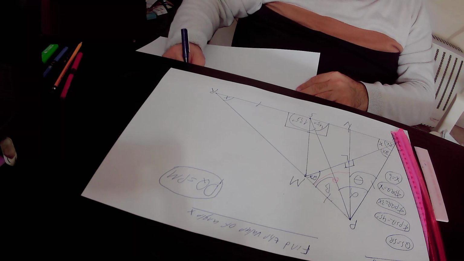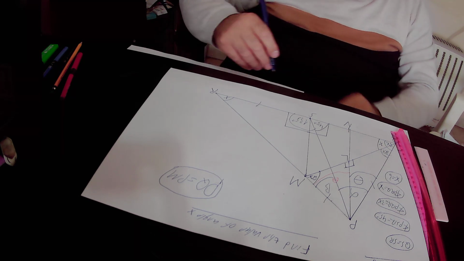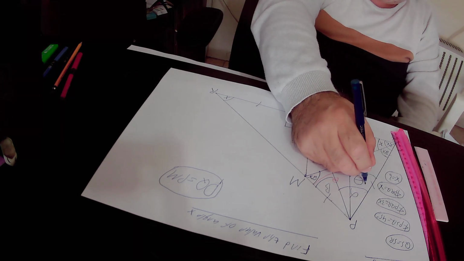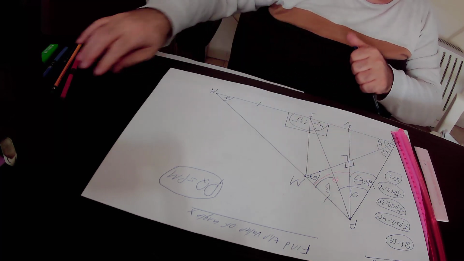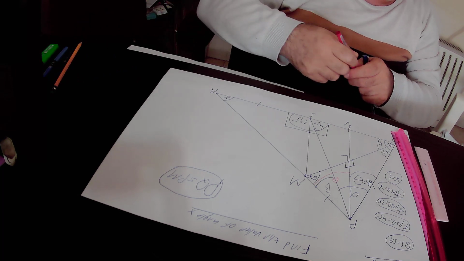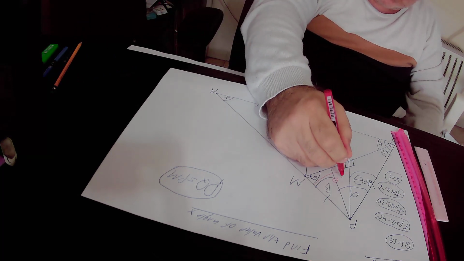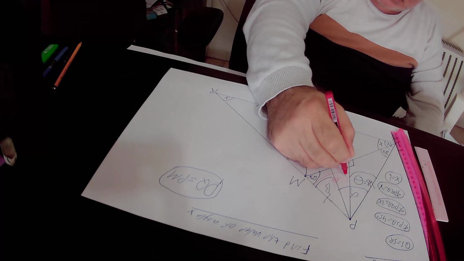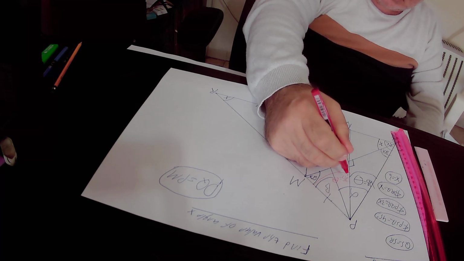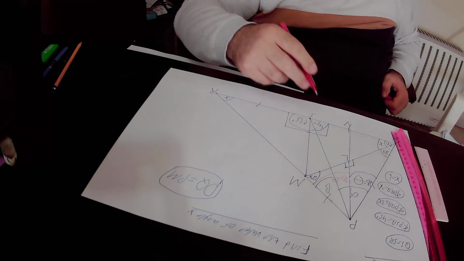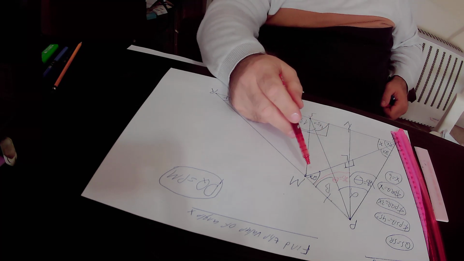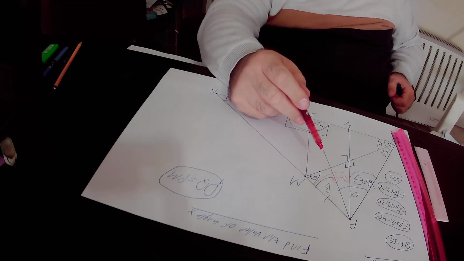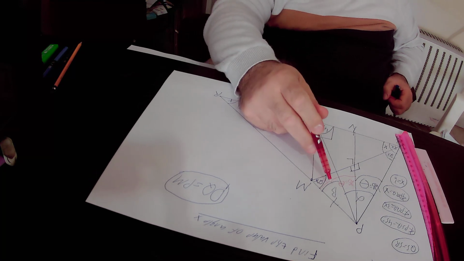So we can write here that theta equals 2 beta. And here also we write down that theta equals 2 beta. So angle LPM equals 2 beta and angle SPM equals beta.